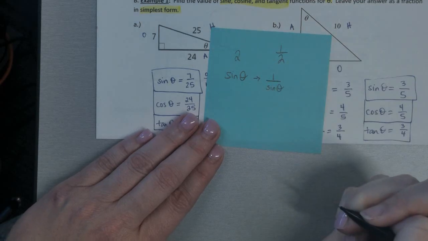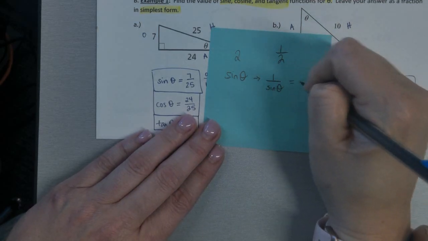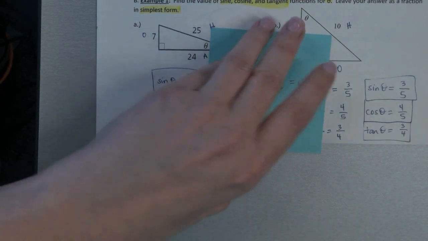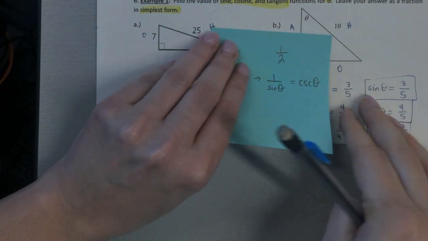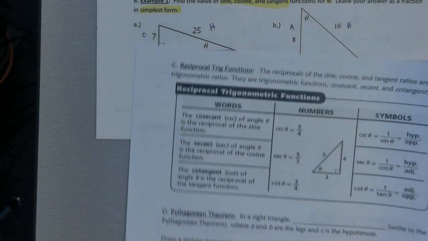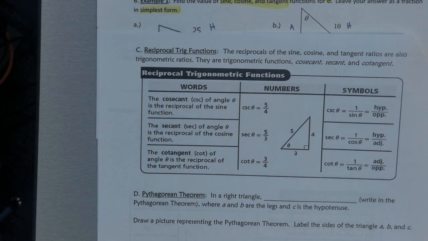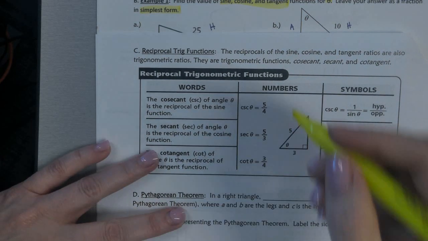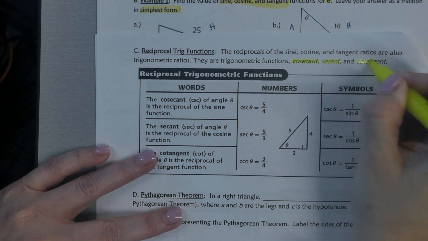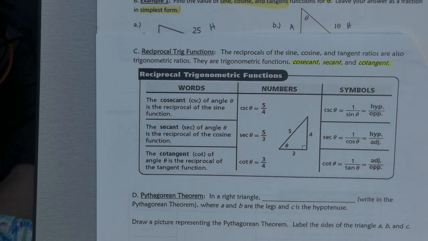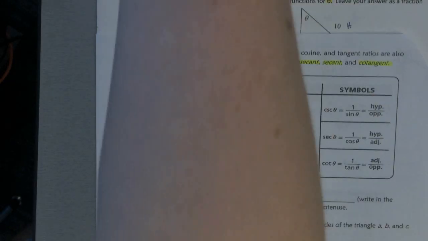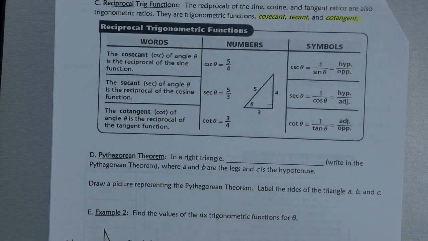and this has a special name, okay? It's the cosecant, and this is the abbreviation. And that's what you guys have in your chart. So the reciprocals of the sine, the cosine, and tangent ratios are also trig ratios, and they are called the cosecant, the secant, and the cotangent. So the first one that we're looking at, the cosecant, is abbreviated as your CSC.